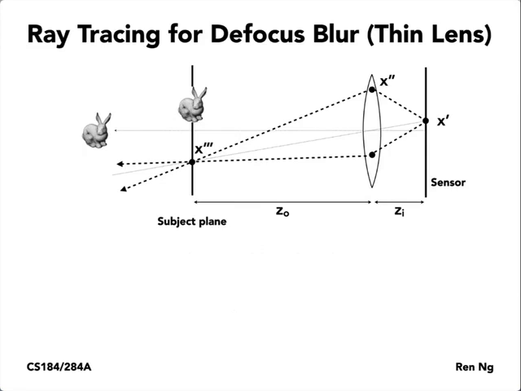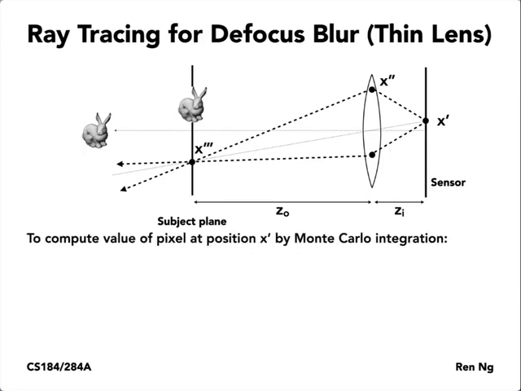Then we go about rendering. So to compute the value of a pixel at position x prime on the sensor, which is a pixel in the final image that we're going to get, we're going to do this by Monte Carlo ray tracing, path tracing. What do we do? The first thing that we do is we select a random point on this lens plane over here. I've shown you two examples of them, but let's use the label one here, which is x double prime up here. So we just choose a random position on the aperture.